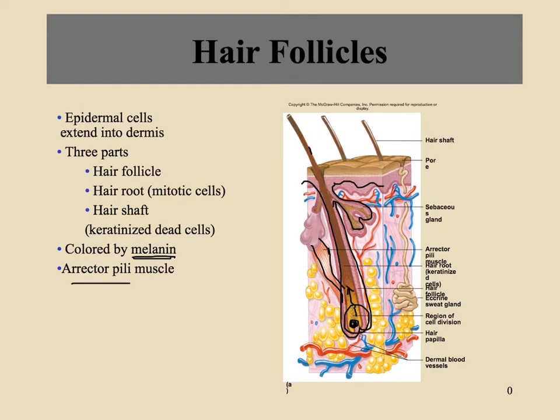The erector muscle, as you would guess from the name, is what makes your hair stand up when you are scared or have goosebumps. If you were an animal that had lots and lots of hair on your body, it could also be involved in providing some insulation. But for people, it's not a terribly important muscle, but there is one there around all of your hair shafts.